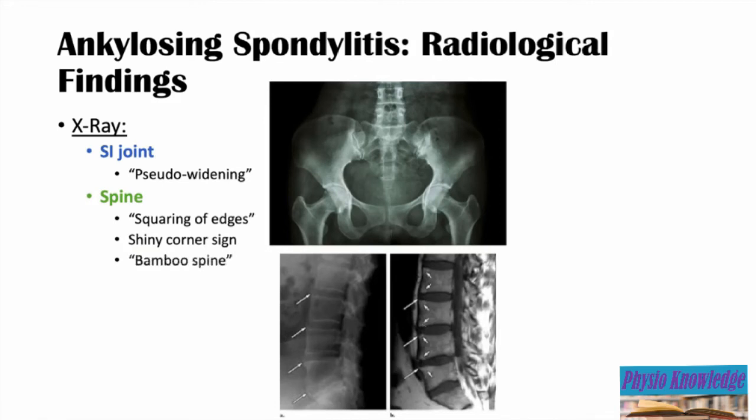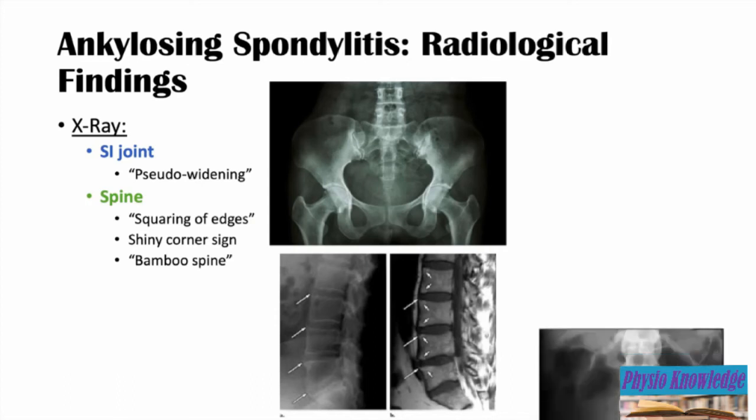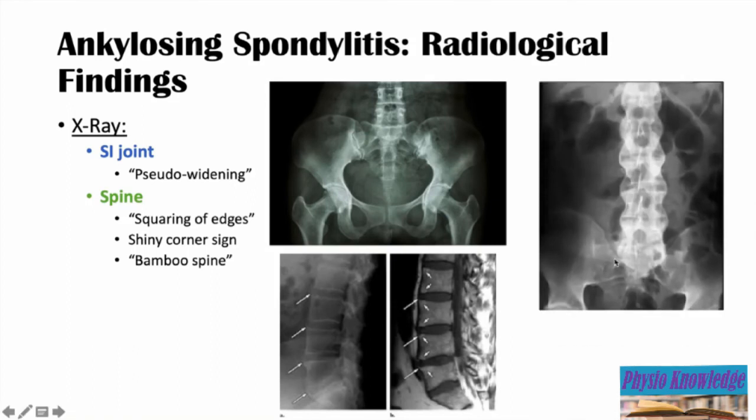As this condition progresses, the bones can fuse and the spine can become something we know as bamboo spine. Here's an x-ray image of a typical bamboo spine. When you look here, there's no separation of the vertebrae. They're all fused. Bamboo spine is a very key finding with ankylosing spondylitis. If you ever hear bamboo spine, it is ankylosing spondylitis.